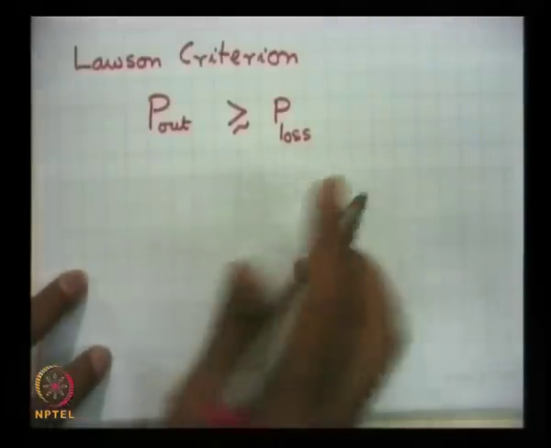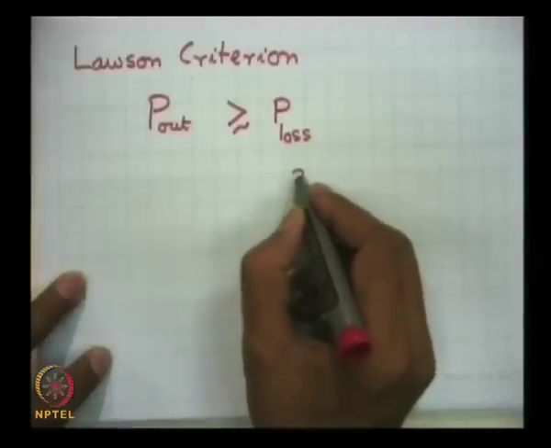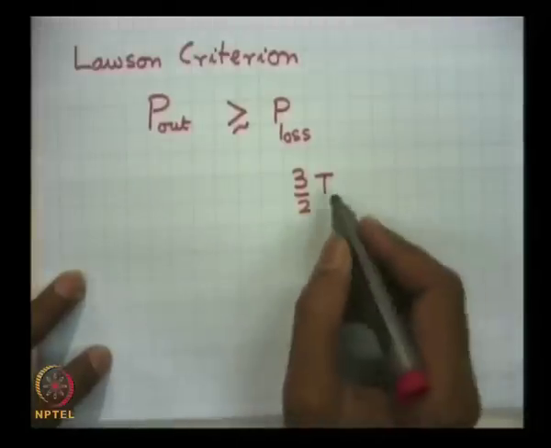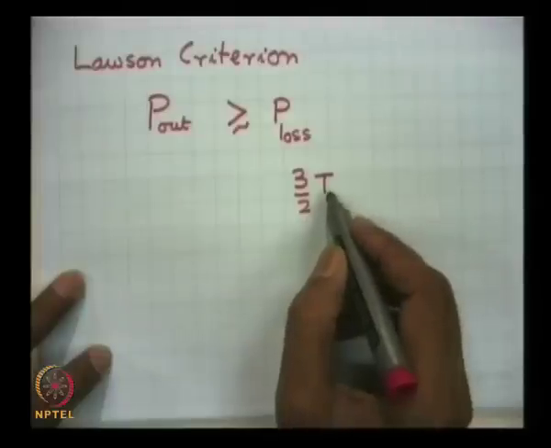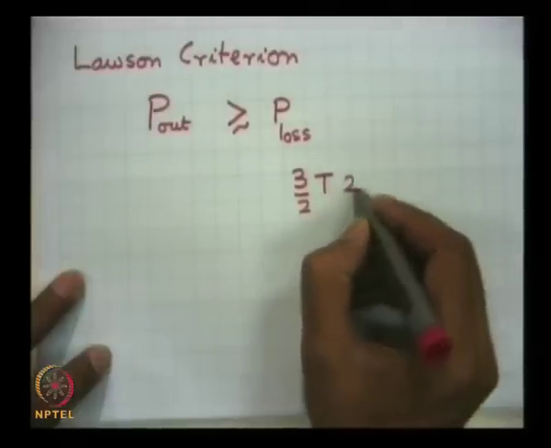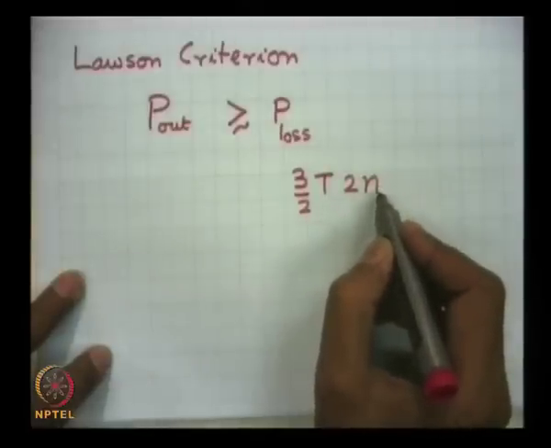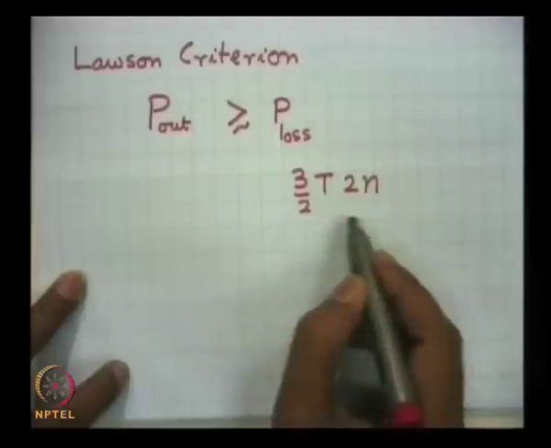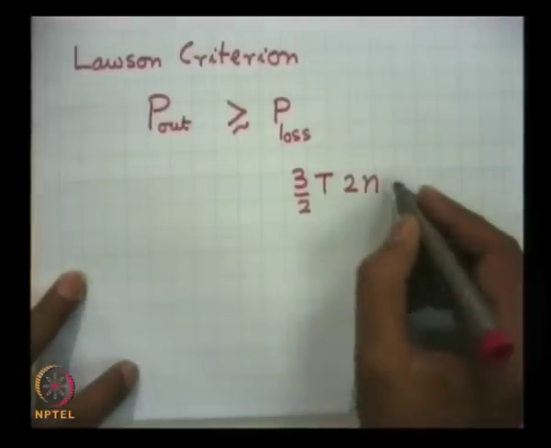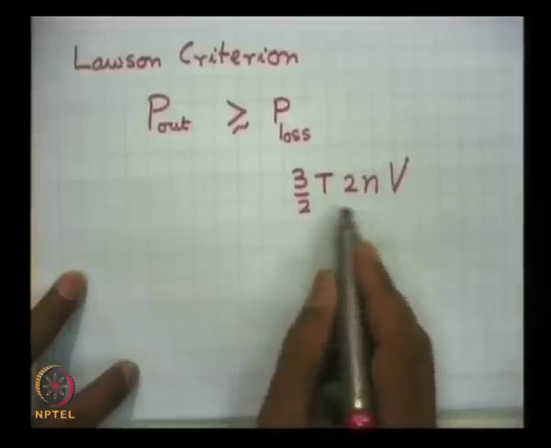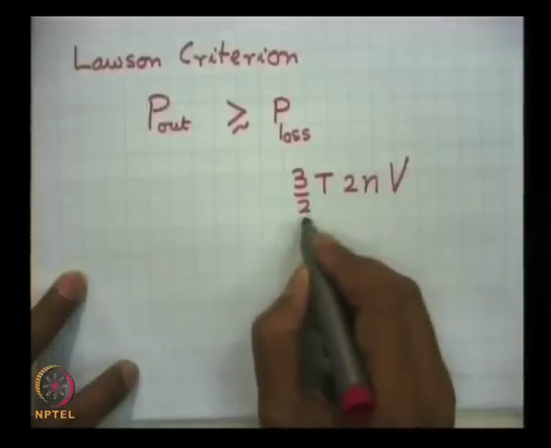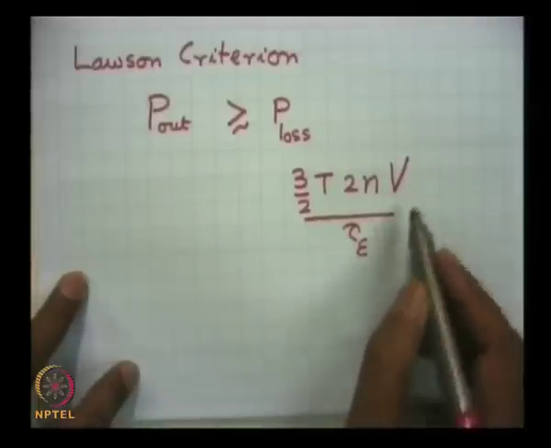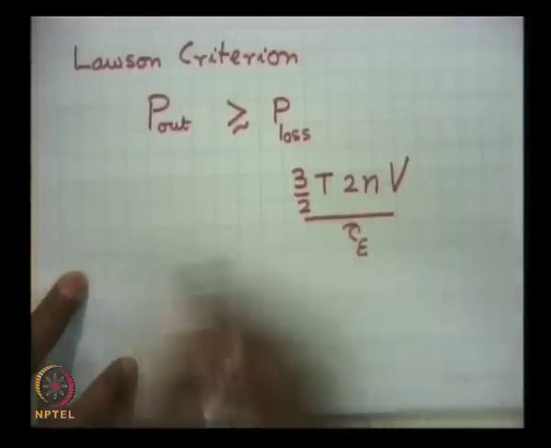Now, power loss is essentially written as 3 by 2 T. If T is the temperature of the electron ion plasma, then this is the average kinetic energy of a particle, and there are 2n particles per unit volume. N is the number of electrons per unit volume, and the same number is the number of ions, deuterium tritium ions. Then this is the total energy of particles per unit volume. If the volume of the plasma is V, then this is the total energy contained in the plasma. And if the energy relaxation time is tau E, then so much energy is lost in so much duration. So this is called the power loss rate, where V is the volume of the plasma.